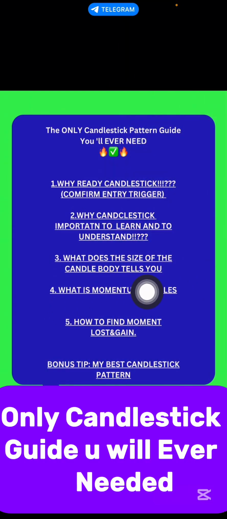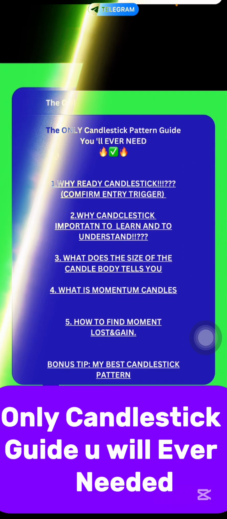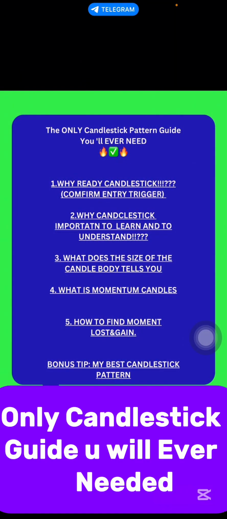Then the fourth on our list is what momentum candles are. We are going to talk about momentum candles, and I'm going to tell you 2 major secrets you need to have about trading momentum candles. Then on the fifth one, we're going to talk about how to find momentum gain and loss: how to identify momentum gain and how to identify momentum loss. Because after you identify momentum candles, we're going to talk about how to identify lost momentum candles and how to also identify gain momentum candles in the market.